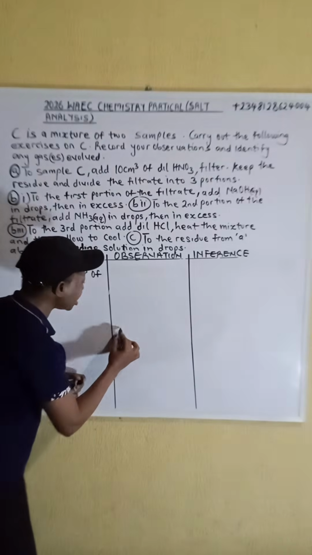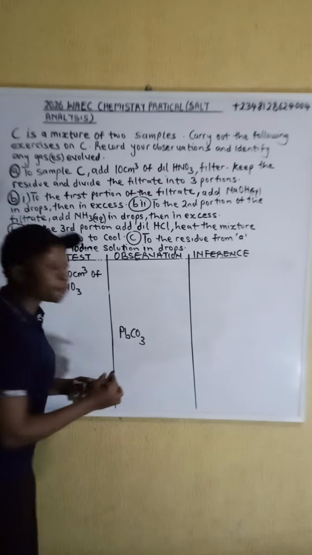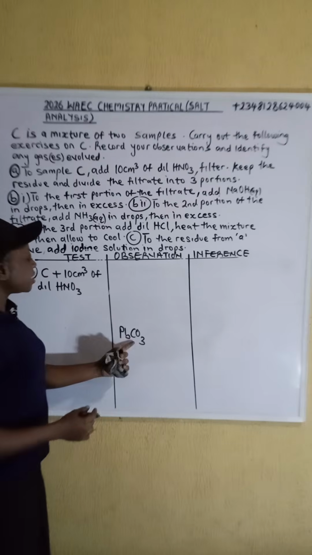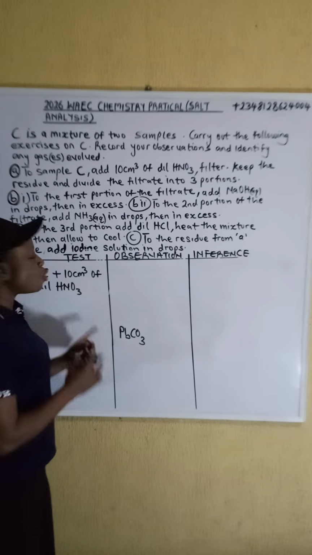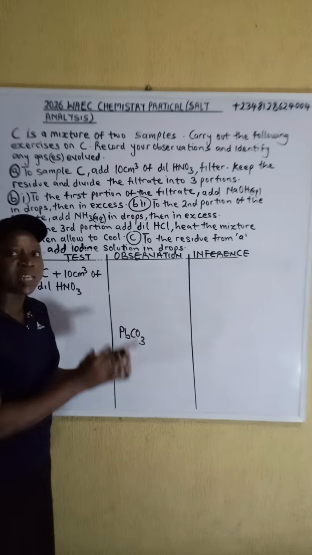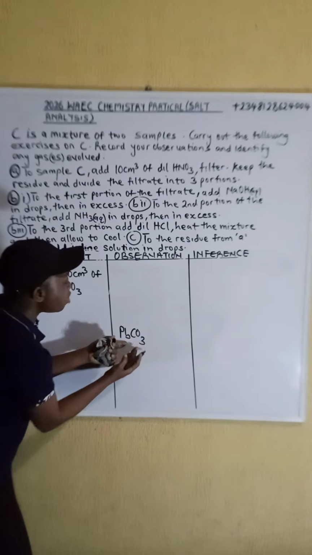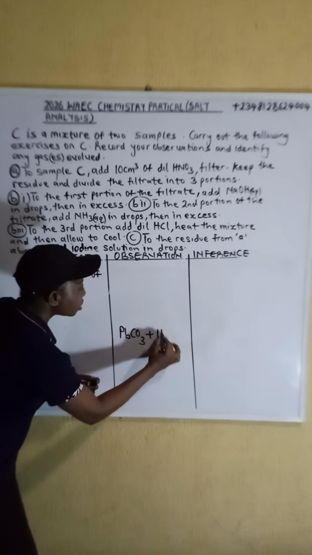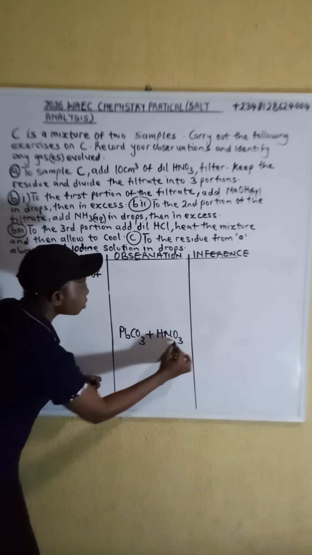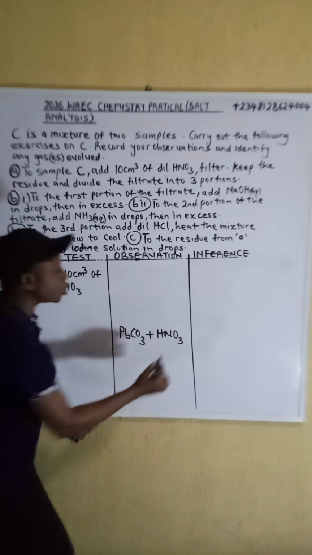When an acid comes in contact with any trioxocarbonate(IV) compound, there will be effervescence of a colorless and odorless gas. Now let's look at the chemical reaction between this trioxocarbonate(IV) and HNO3.